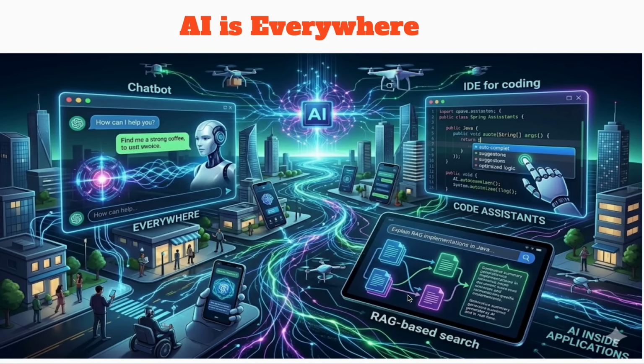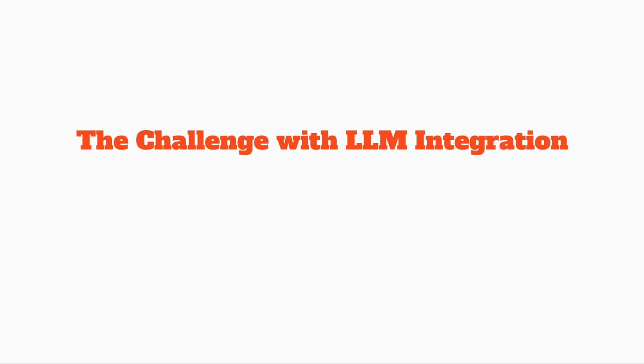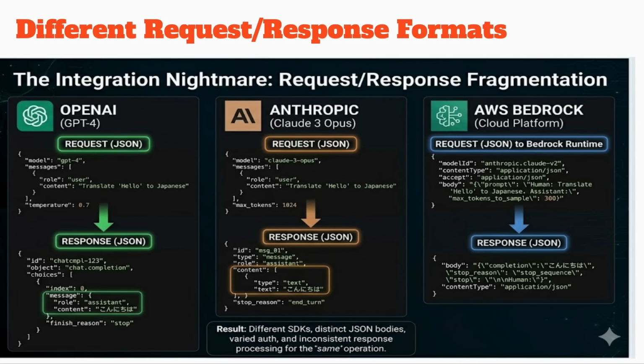Now, let's discuss the challenge of LLM integration, right? So the first challenge is every LLM provider, be it OpenAI, Anthropic, Google, Meta, has their own proprietary SDK and unique JSON format. So if you want to integrate with OpenAI, they have a certain request and response format. If you want to integrate with Anthropic or Meta models, they have their own response and request format, right?